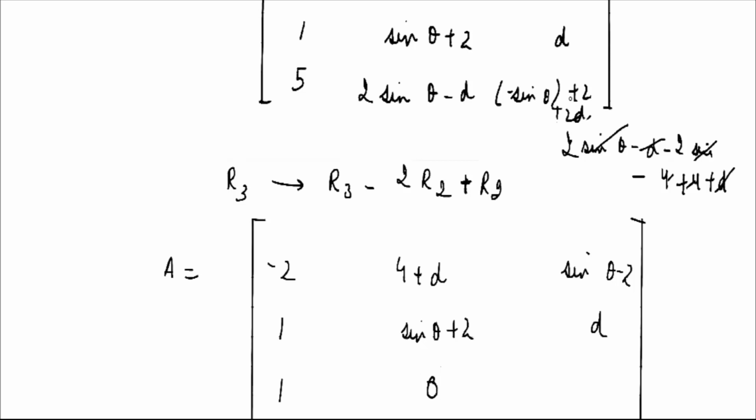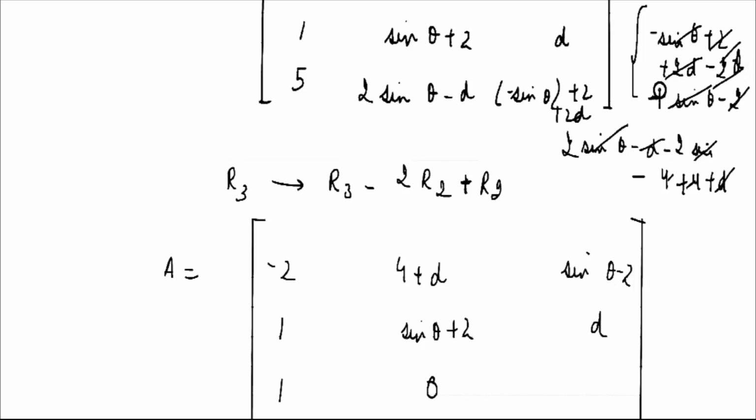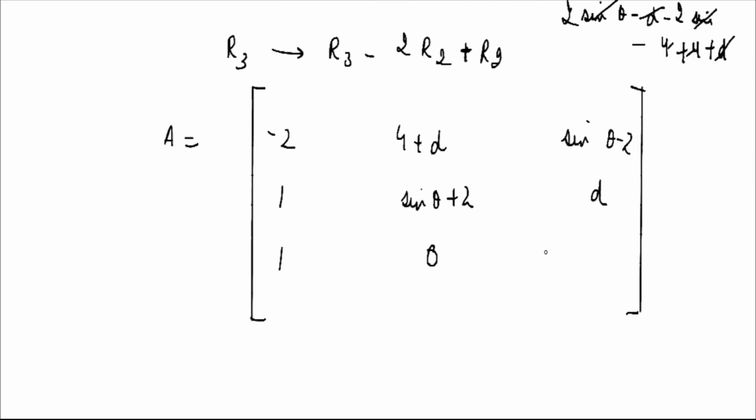Similarly, let's apply this operation. So here it would be, I'm doing rough work here. So it is minus sine theta plus 2 plus 2D minus 2D minus sine theta plus 2. So 2 cancels with the 2, minus sine theta with this also cancelled, and 2D cancelled with 2D. Here it was plus, so plus minus these cancel. Therefore, this is also 0.